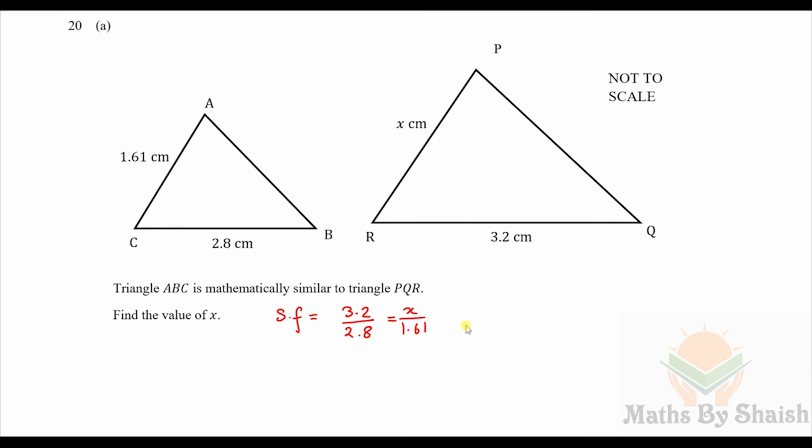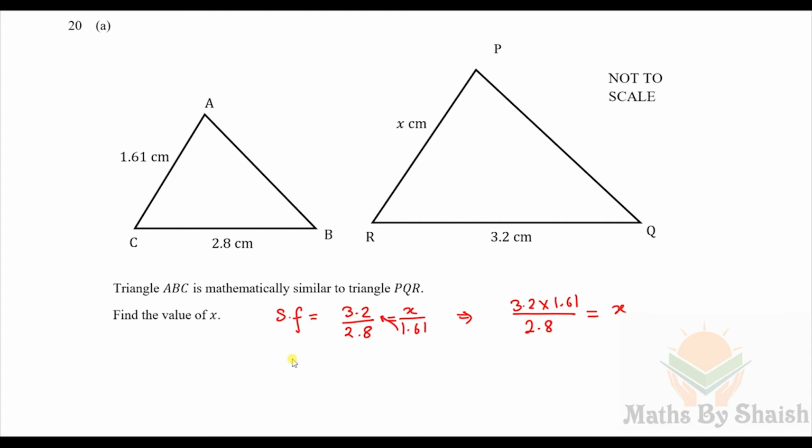So if we do the cross multiplication, we'll get 3.2 into 1.6 over 2.8 is x, because I cross multiplied here. So now we will calculate this value from the calculator directly.